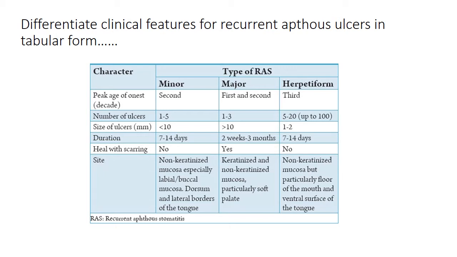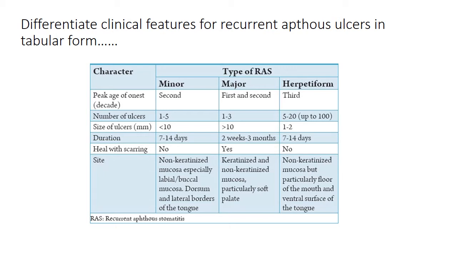Then, healing with scarring: you don't have it in minor and herpetiform, whereas some scarring might be present in major if it persists for a month or two. And site: minor aphthous ulcer is in non-keratinized mucosa, especially the labial and buccal mucosa, dorsum and lateral borders of the tongue. Major is in keratinized and non-keratinized mucosa, particularly the soft palate. And herpetiform is in non-keratinized mucosa, particularly the floor of the mouth and the ventral surface of the tongue.